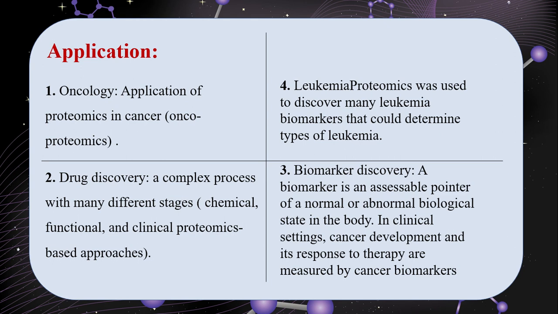Number 3. Biomarker discovery. A biomarker is an accessible pointer of a normal or abnormal biological state in the body. In clinical settings, cancer development and its response to therapy are measured by cancer biomarkers. Number 4, leukemia. Proteomics was used to discover many leukemia biomarkers that could determine types of leukemia.